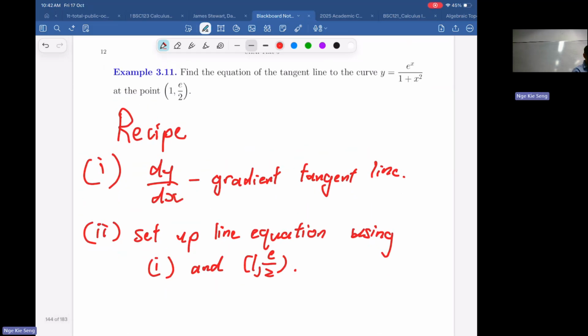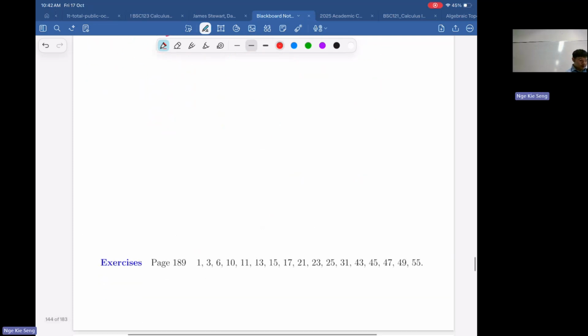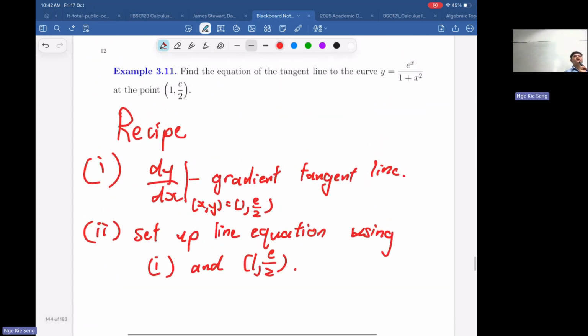So this tangent line here, you should evaluate at the point (1, e to the 2). You should think of why we pick this point, why we pick 1 and e over 2. Because hopefully your calculations should be easier when you compute the gradient. Okay. All right. Any other question? I think we find tangent line a few times already. Okay.